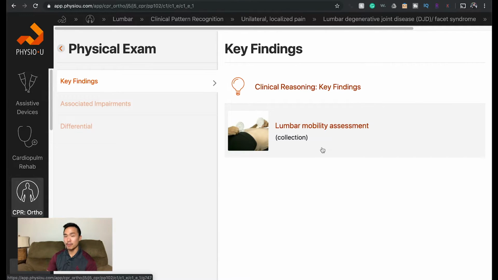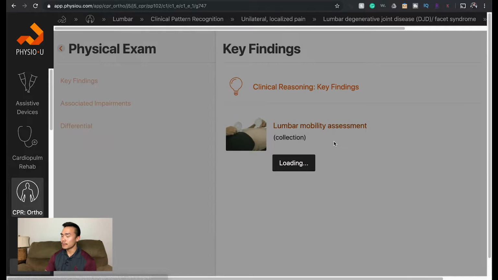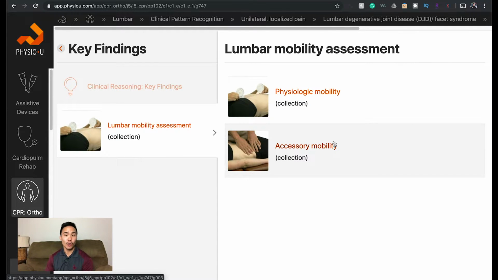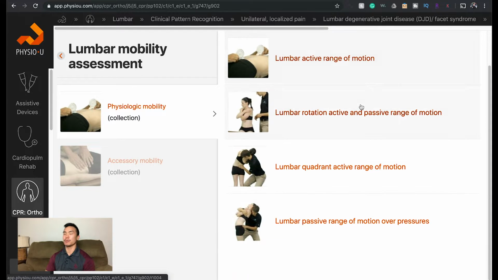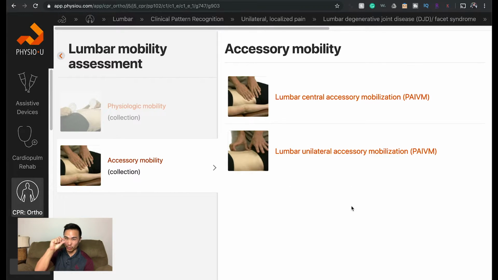For a facet syndrome, you're mainly going to look at lumbar mobility assessment. Because this is a mobility deficit category, you want to look for areas that are deficit in their mobility. So you're going to look at physiological mobility, which means active range of motion: touching your toes, arching back, side bending, and then rotation. And also accessory mobility, meaning right at the joint, how does it move? So you're going to look at the central PAs, posterior to anterior, which goes along the spinous process, and then unilateral PAs, which go along the facet joints and are a little more specific to that source tissue.